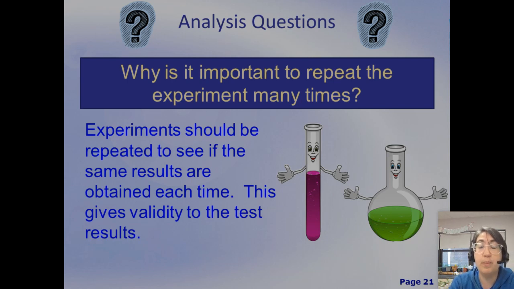Why is it important to repeat the experiment many times? So experiments should be repeated to see if the same results are obtained each time. This gives validity to the test results. Validity means that they are supported by evidence and repeatable. So we want to know that no matter who does the experiment, we're going to get the same results. That's really important in science.